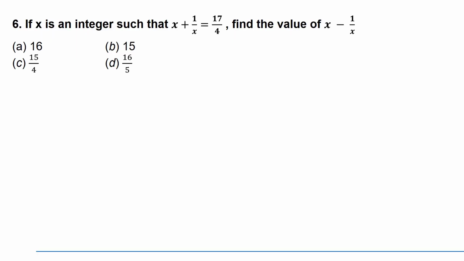Welcome back. Let's move on to the next problems. If x is an integer such that x plus 1 by x is equal to 17 by 4, find the value of x minus 1 by x.